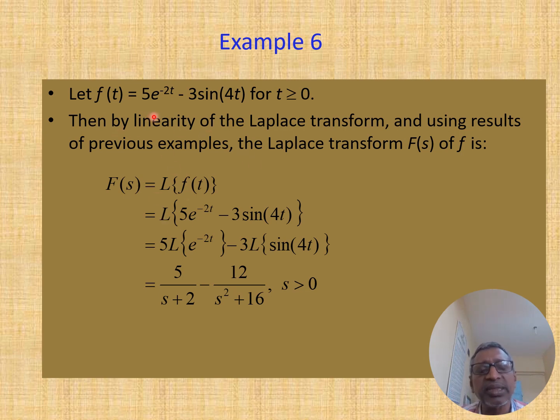So, example: f of t is equal to 5 e power minus 2t minus 3 sine 4t for t greater than or equal to 0. I am using the linearity property here. Therefore, L of 5 into e power minus 2t minus 3 into sine 4t, I can write by taking the 5 constant outside with L of e power minus 2t, and taking the 3 constant outside and finding the Laplace transform for sine 4t. Using the exponential function and sine, the Laplace transform is 5 by s plus 2 minus 12 by s square plus 16, where s is greater than 0.